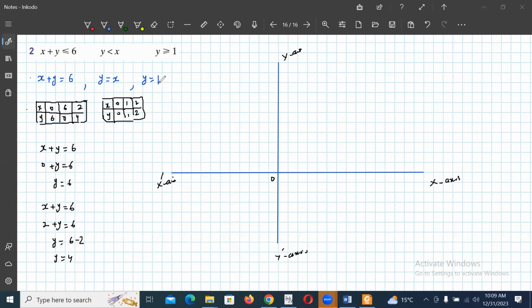So if you plot the first one, which is x plus y is equal to 6: 0, 6. I go straight up 1, 2, 3, 4, 5, 6. This is my first point. And 6, 0 along the x-axis: 1, 2, 3, 4, 5, 6. This is the point. And if you want to check 2, 4, that is 2 along the x-axis and 4 along the y-axis up, 1, 2, 3, 4, and then you just draw a line.